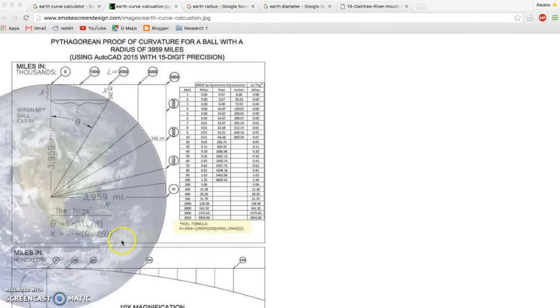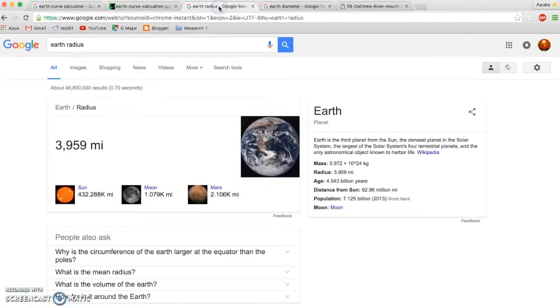So this right here is the actual correct formula, and that is 8 inches per mile squared. And you'll see here that the first mile, 8 inches, second mile, 32. So the way you come up with that is 2 times 2 is 4, times 8 is 32. Now they have some decimal points in here. We just sort of rounded off. But the important thing is that the Earth with a radius of 3959 is what they say. So just to verify that, 3959 is what Google says the Earth's radius is.